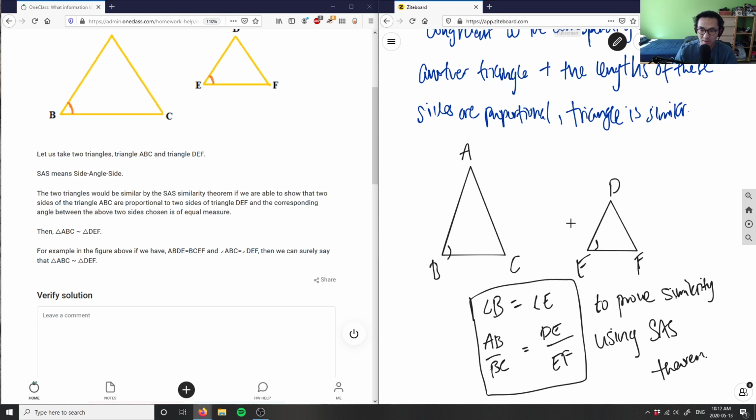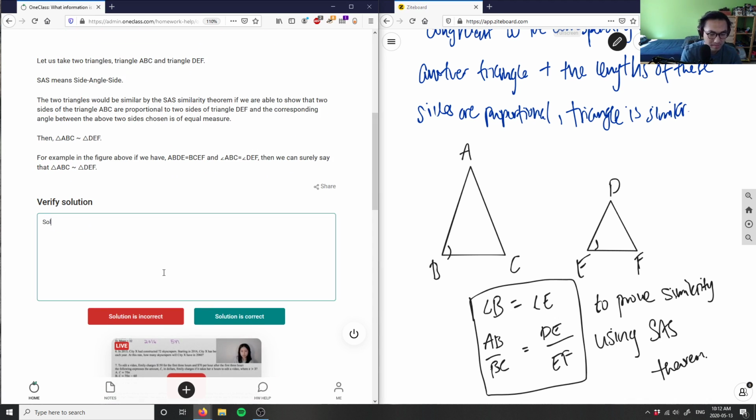So this here is correct. So this solution here is correct. And again, they use the two sides here, AB and DE, and BC and EF, or technically the four sides, but both pairs of sides are proportional to each other, and the angles here are the same. So this solution here is correct. Good analysis as well.